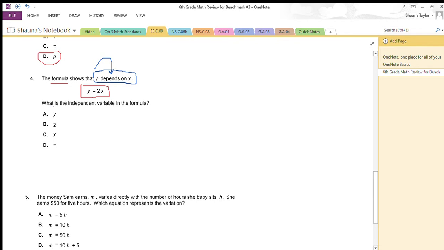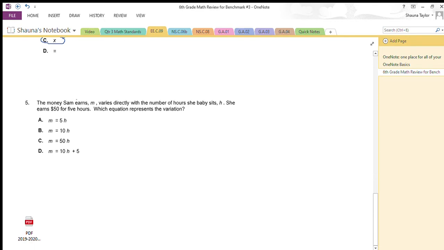So that's what's the question? It says, what is the independent variable? So if Y depends on X, Y is dependent, therefore X is independent. And there's my answer. Some of these can be done really quickly. Okay, number 5.